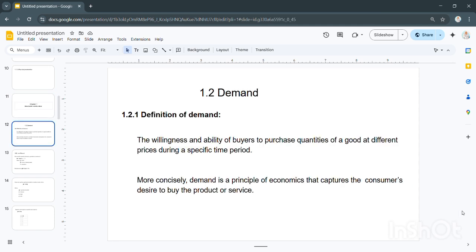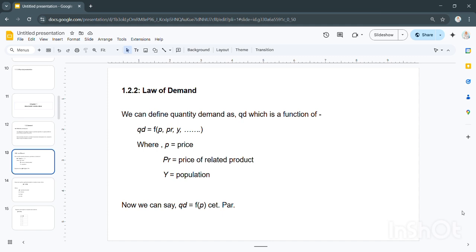First of all, we will discuss the definition of demand: the willingness and ability of buyers to purchase quantities of a good at different prices during a specific time period. Demand is a principle of economics that captures the consumer's desire to buy the product or service. Now, we'll discuss the law of demand.